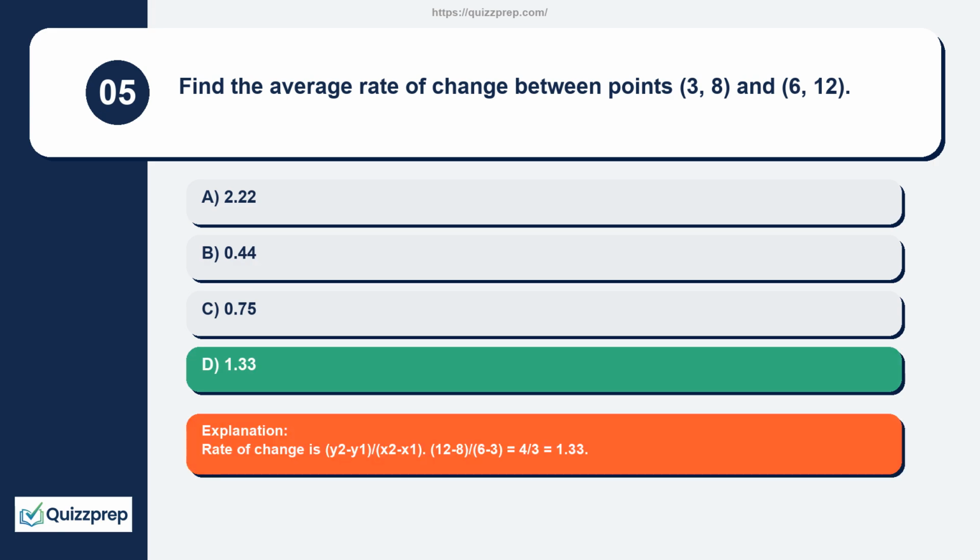Rate of change is (y2 - y1) / (x2 - x1). (12 - 8) / (6 - 3) equals 4/3 equals 1.33.